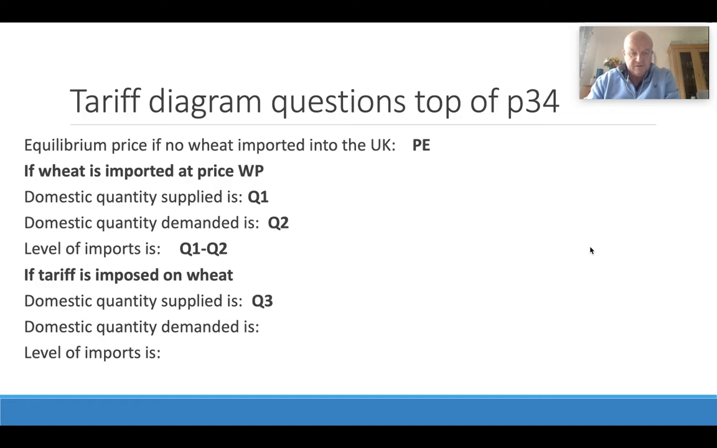And if the tariff is imposed on wheat, then our domestic quantity supplied would increase to Q3. Our domestic quantity demanded would change to Q4. And our level of imports would change to Q3 minus Q4. Okay, so there would be a significant change. Now, effectively, what one could argue is that domestic producers would be able to produce more, and would take up the slack of suppliers that chose not to do so because of the extra tariff, and demand may also change too.